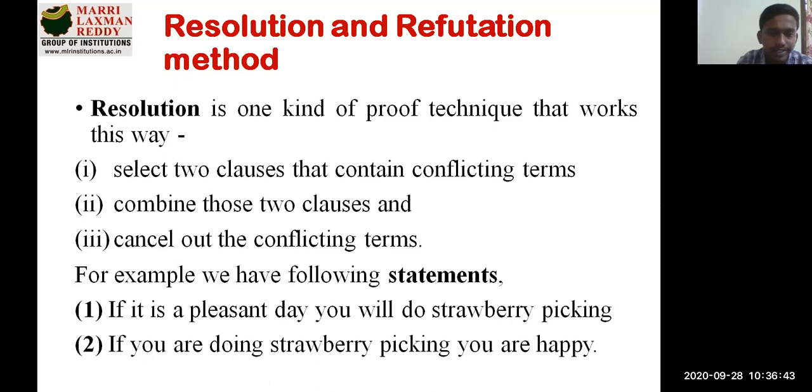The first clause is saying that if it is a pleasant day, you will do strawberry picking. That is one statement that we are taking. And the second statement or second clause states that if you are doing strawberry picking, you are happy. So here you can see a common thing between these two statements, that is strawberry picking. This is the conflicting term we call according to your resolution.